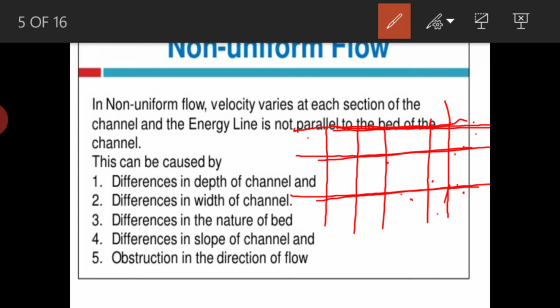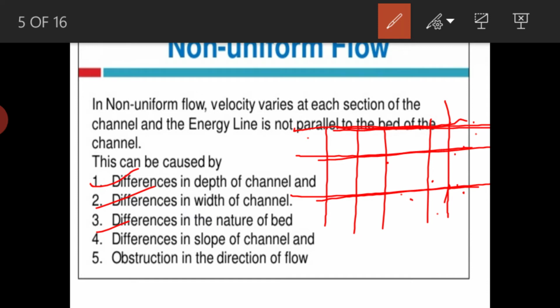Why will non-uniform flow take place in a channel? The reasons are differences in depth of the channel and differences in width of the channel. This is the first one, differences in the depth of the channel. Because of the varying depth, the velocity will not be the same, and because of the differences in the width of the channel, because of the differences in the nature of the bed, and because of the differences in the slope of the channel, and also because of obstructions in the direction of flow.